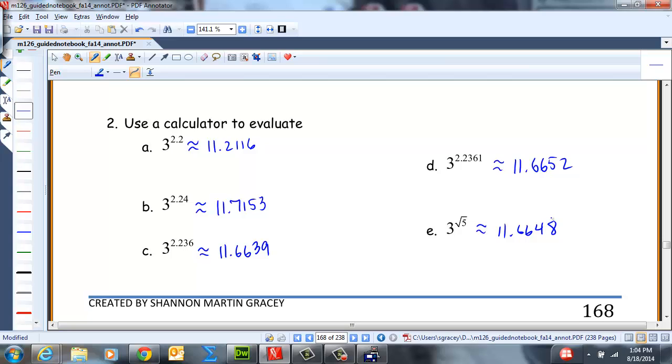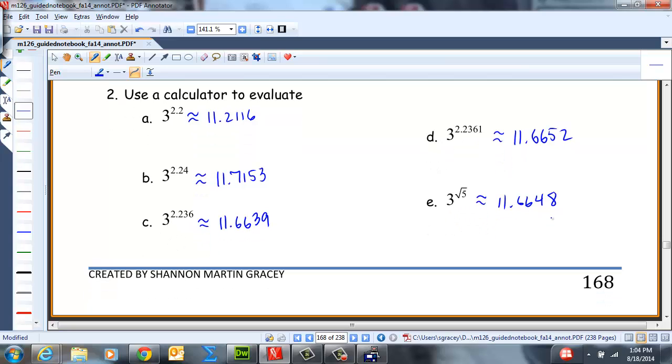How do we do? You used to evaluating exponentials on your calculator? Awesome. All right, so here we go.